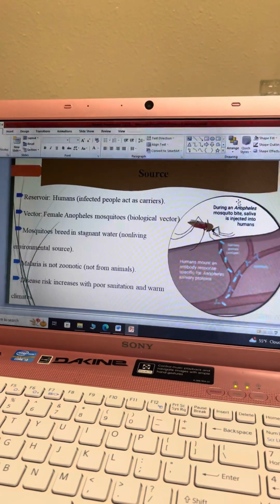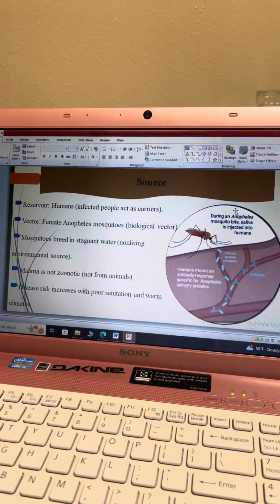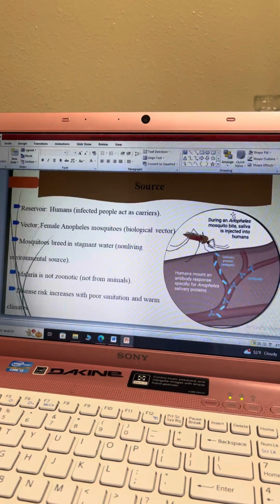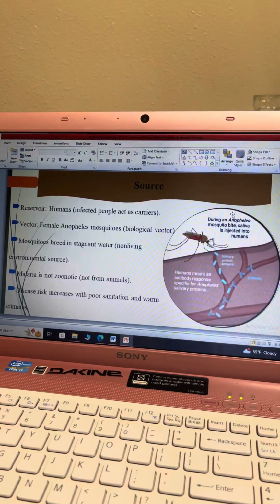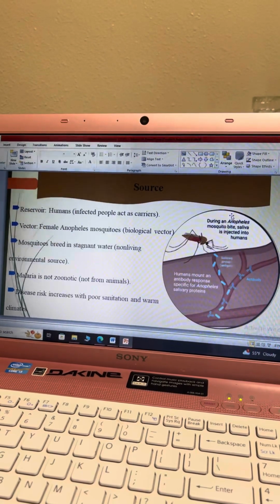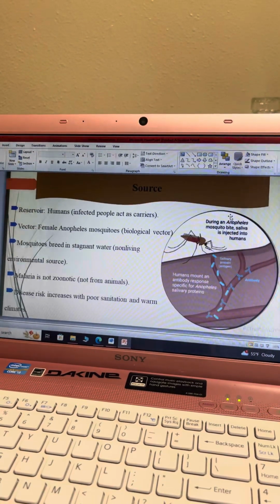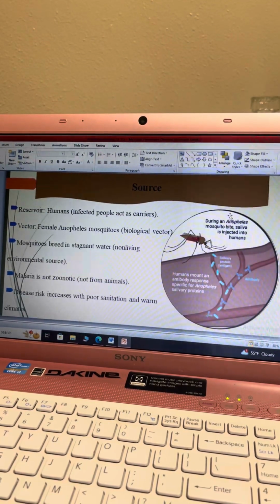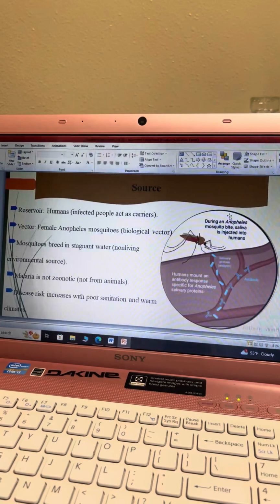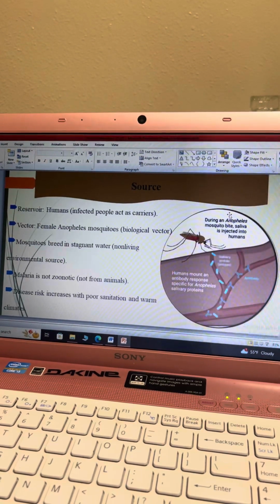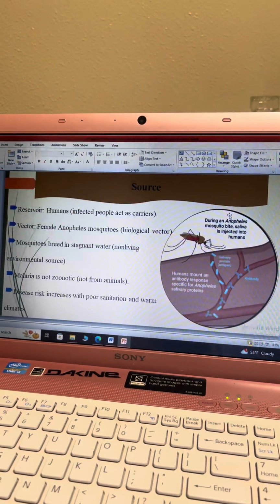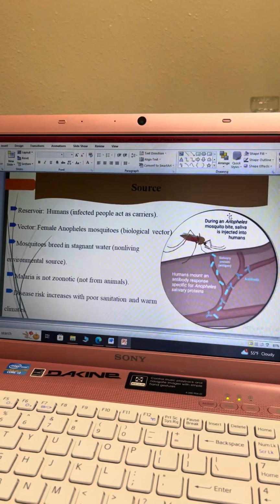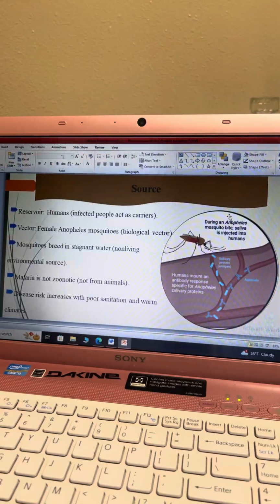Sources. The reservoir: these are humans. These are people who are infected and they act as the carriers. The vector: the female Anopheles mosquitoes, they are the biological vectors. Mosquitoes breed in stagnant water. This is the non-living environmental source. Malaria is not zoonotic. This means it doesn't come from animals. Disease risk increases with poor sanitation and warm climates.